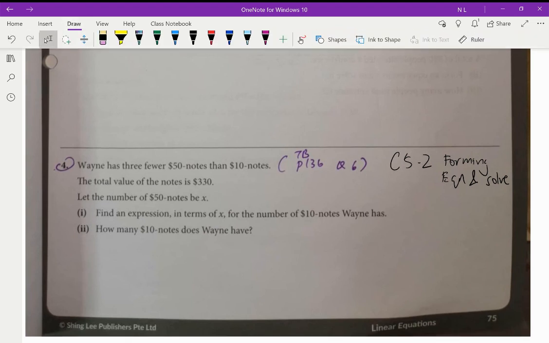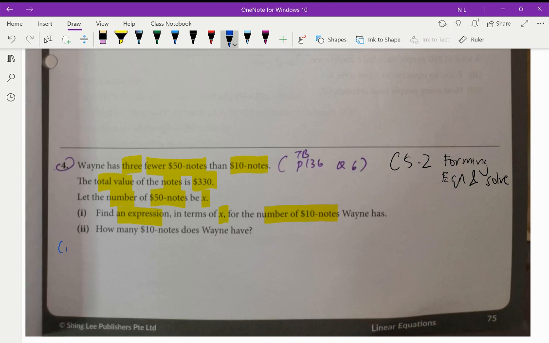Whenever you see this type of question, the first thing to do is to highlight or underline any keywords. So this person has three fewer $50 notes as compared to $10 notes, and the total value of the notes is $330. Let the number of $50 notes be x, find an expression in terms of x for the number of $10 notes that this person has.